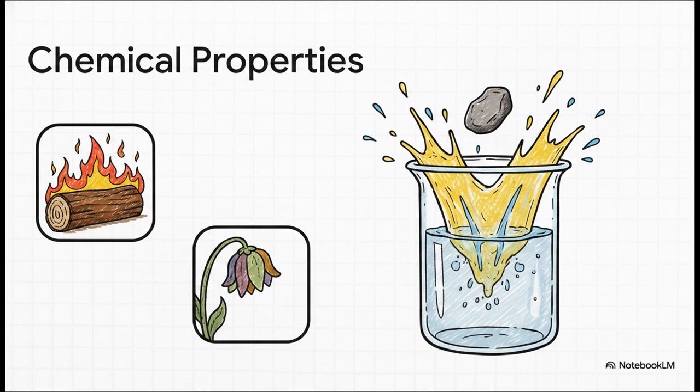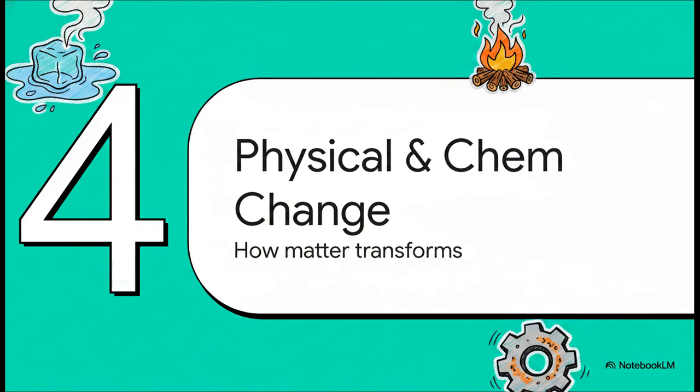Take potassium, for example, a highly reactive element. If you take a tiny pea-sized chunk of potassium and drop it into just a little bit of water, it reacts explosively. Bam! But the catch is, you can only observe that explosive property by letting the potassium fundamentally change chemically. On to Section 4, physical and chemical changes.